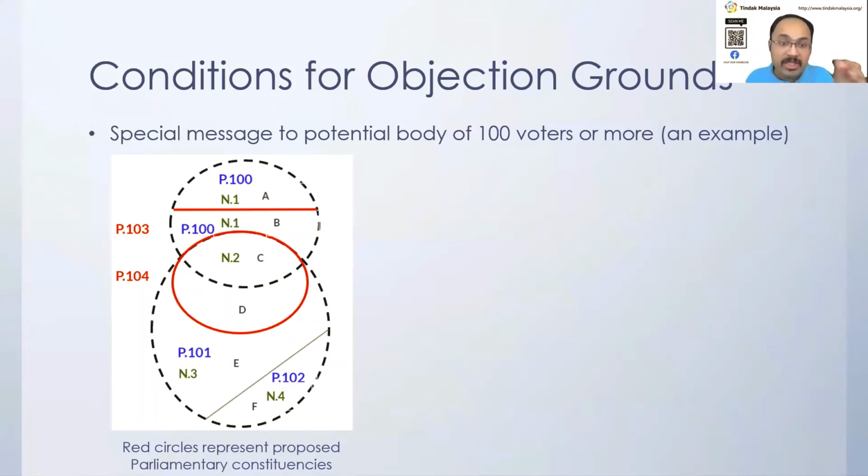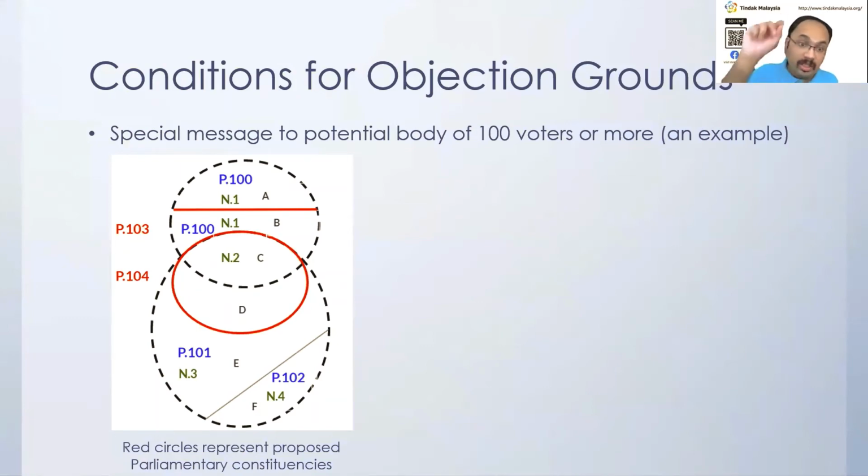A, B, C, D, E, F represent the areas. From the perspective of the electoral roll, they refer to polling districts. Each of you is assigned to a polling district, which defines where you vote and defines your constituency. It actually assigns you to a constituency. The red boundaries you see are the proposed boundaries by EC. Let's say they give you this for the first time.